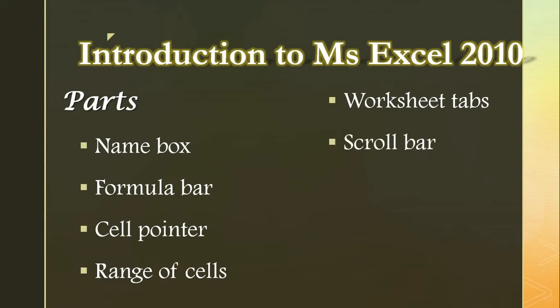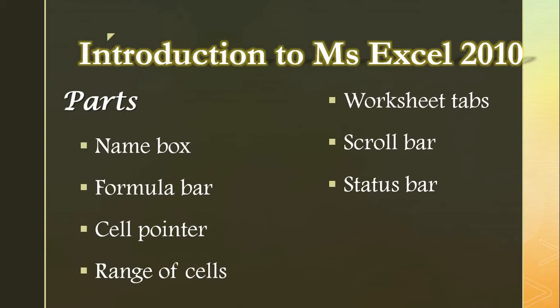Next, scroll bar. It appears only if you have more data than the screen can display at once. There are 2 scroll bars. One is the vertical scroll bar and another one is the horizontal scroll bar. Next, status bar. Status bar displays the view options of the worksheet and the zoom control.